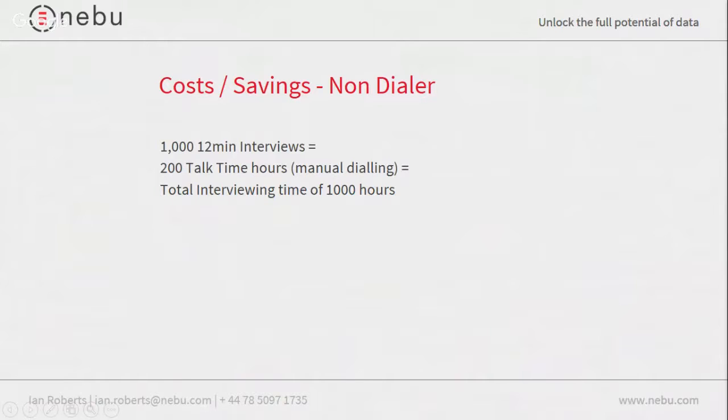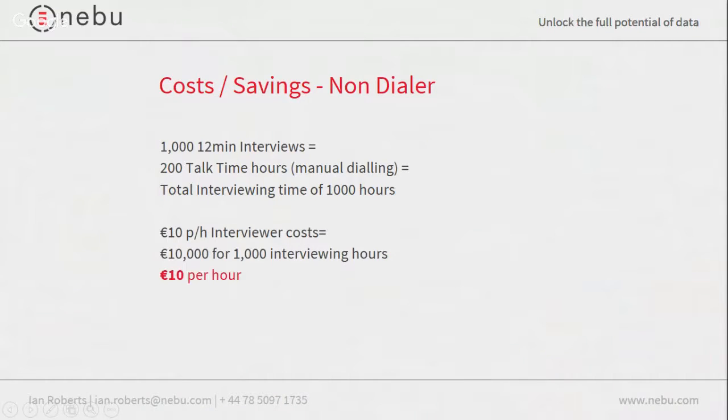So we're only getting 12 minutes per hour of interviewing talk time. Then we've got 1,000 hours actually being online interviewing. If I assume I'm paying my agent 10 euros per hour, and again, costs will change on that, it means that's going to cost me 10,000 euros for my 1,000 interviewing hours at 10 euros per hour. Very easy way of working that out.